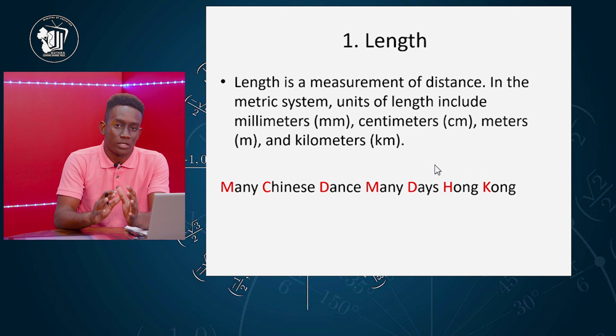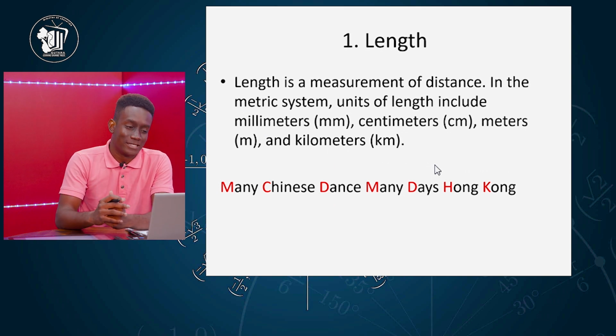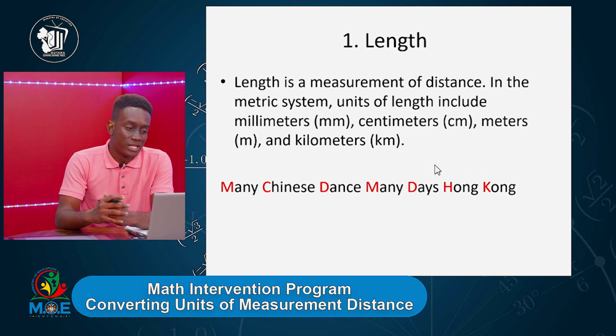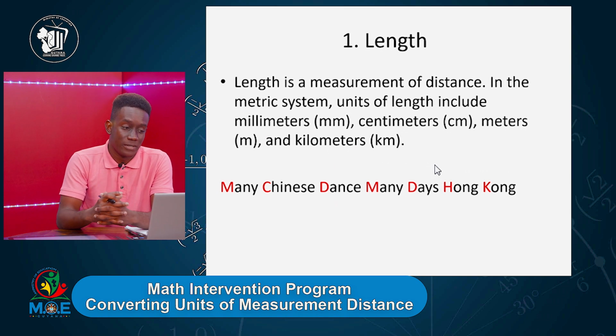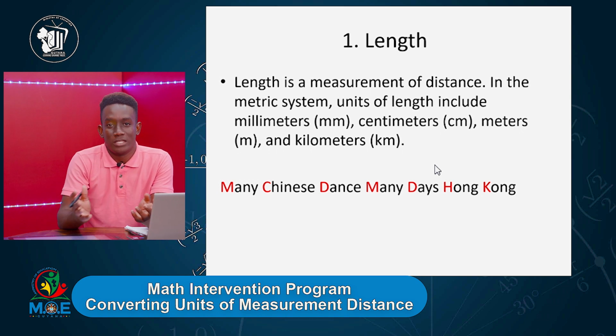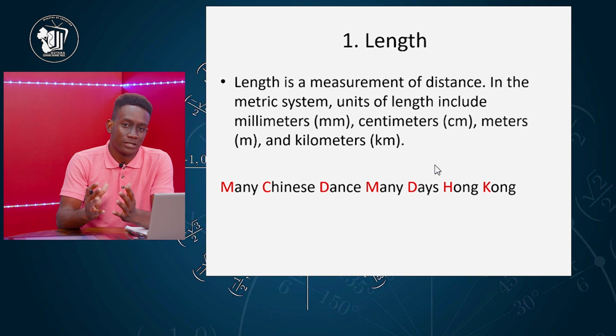So first we want to convert between the units that we use for length. Now it says length is a measurement of distance. In the metric system, units of length include the main ones that we use: millimeters, mm, centimeters, cm, meters, m, and kilometers, km. And there are different conversion rates between the different units. Now there's a table that we typically use to convert from one unit to the next. But today we learn a lovely approach to remember how to convert between any of these units of length that we use. Now we'll use a mnemonic.